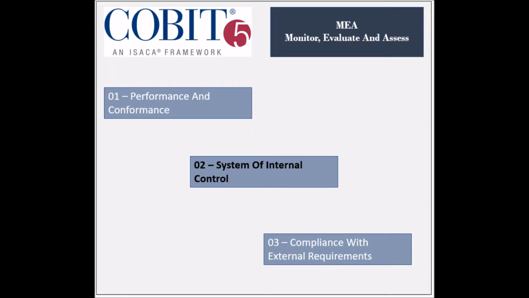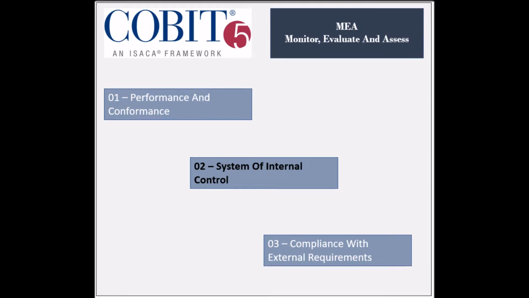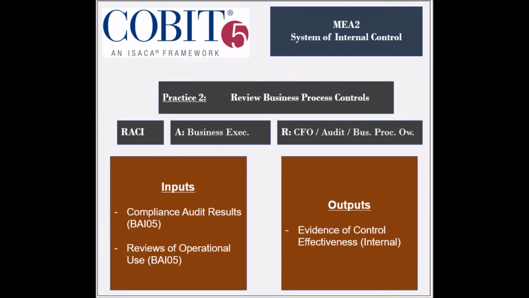The last domain of the COBIT processes is called monitor, evaluate and assess. The second process is to monitor, evaluate and assess the system of internal control, and it has 8 practices. The second practice is to review the business process control effectiveness. The entities responsible include the Chief Financial Officer, the business process owners, and the audit function.